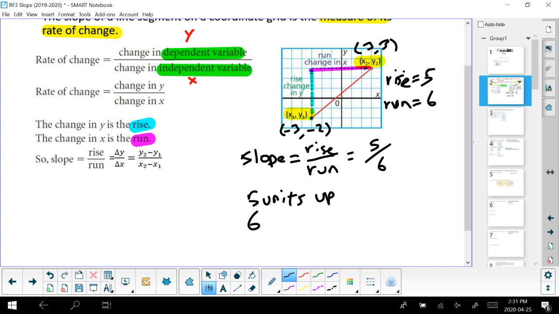And then we're going to move 6 units to the right. Okay, so once again, if we're tracing along, we would have to move 5 units up this way and then 6 units that way. And that's how we'd come up with the slope of a line through those 2 points.